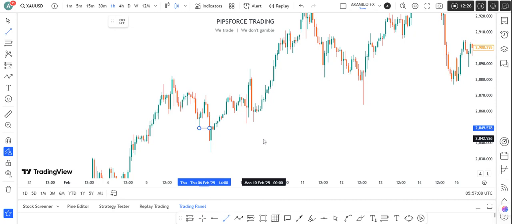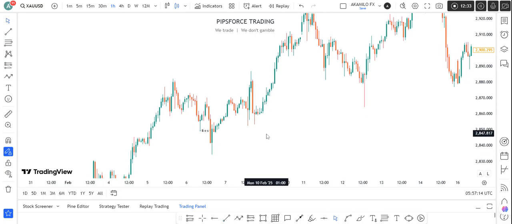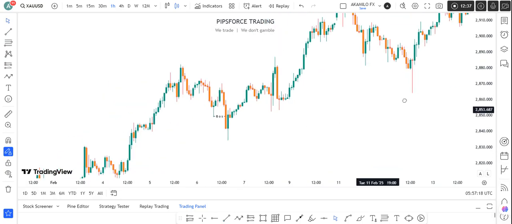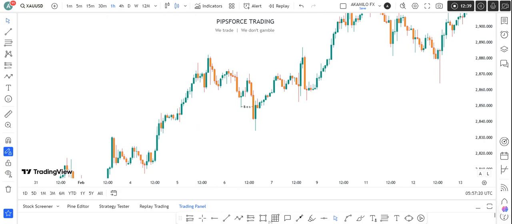So when price fails to hold, when price gives this, then fails to hold on that level, what do we have? Price now breaks that order block, which is this particular level. So this is the order block.